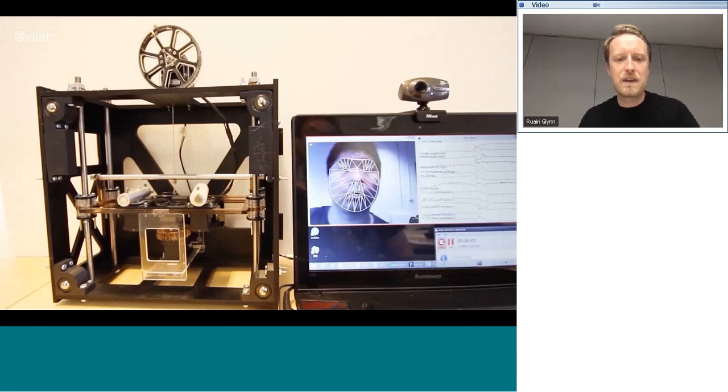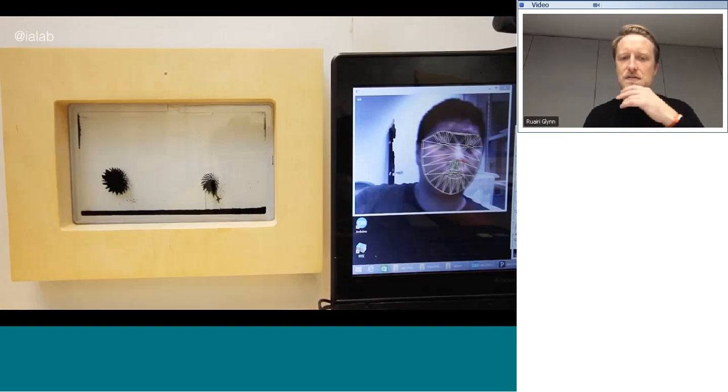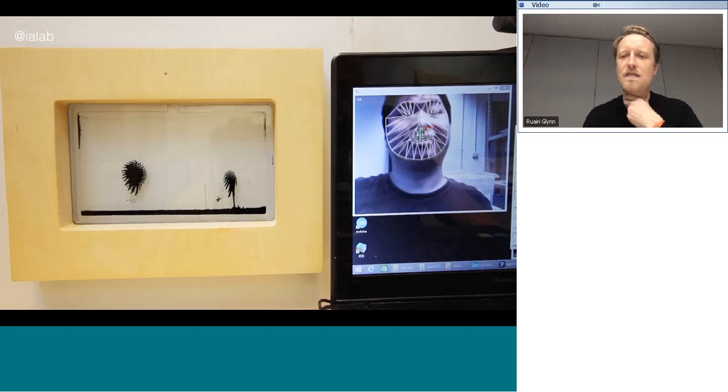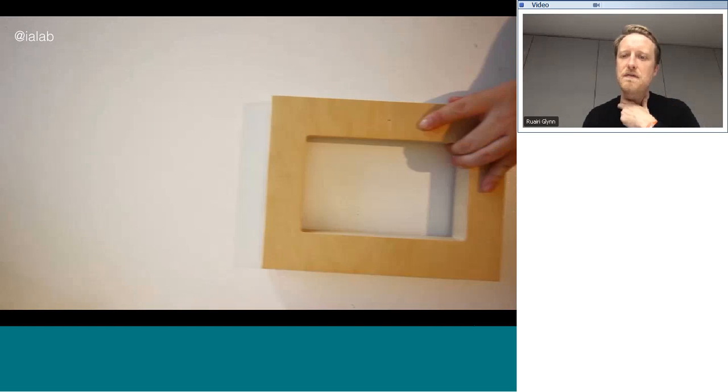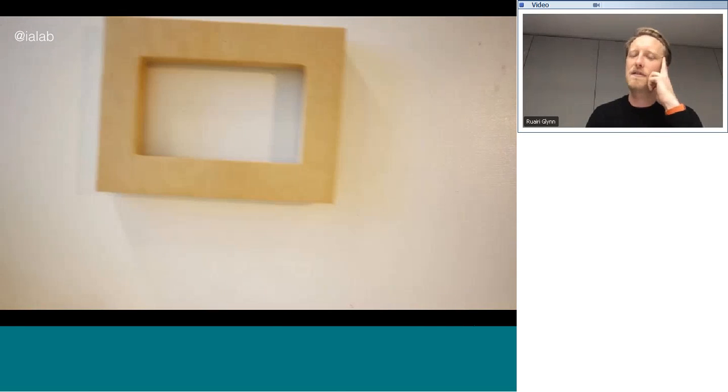This is a little robotic face that mirrors your facial expressions, but it uses magnets so it can manipulate ferrofluid that's held inside of a frame. That frame is then held on a wall and controlled from behind a wall.